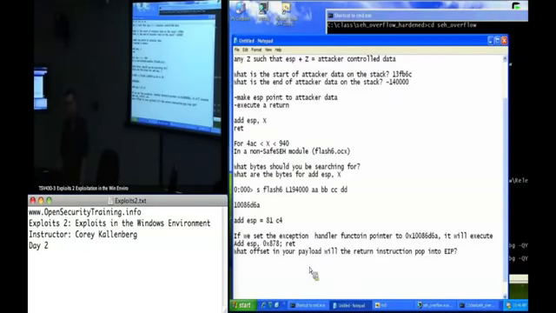Once you think you have an answer, try to demonstrate control by changing that part of your file to like AAAA, and make sure after your stack pivot happens, you end up with EIP equals AAAA, whatever value you put there.